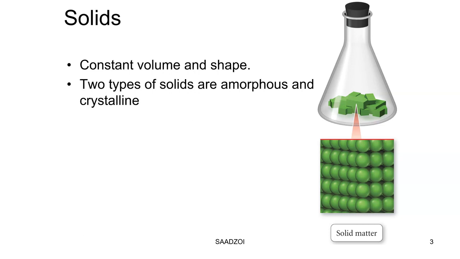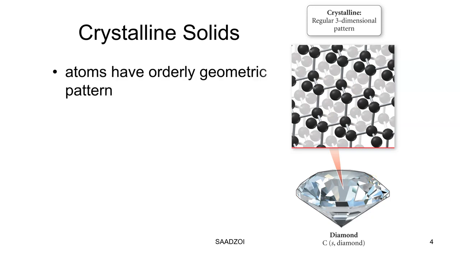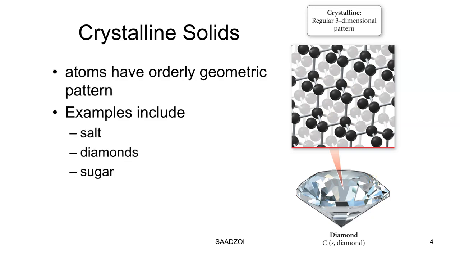Two types are amorphous and crystalline, and the difference between these two is based on how the particles are organized. Let's talk about crystalline first. Crystalline has a really nice organized pattern. You can see it's a repeating pattern. There's a rhyme and reason to it. Things like diamond will be considered a crystalline solid. Salt, sugar, also two examples of crystalline solids.